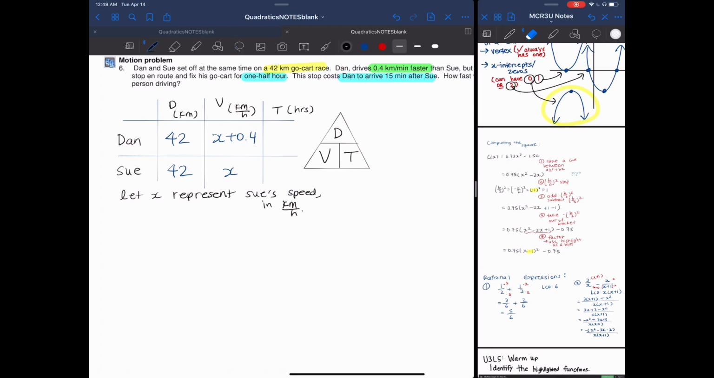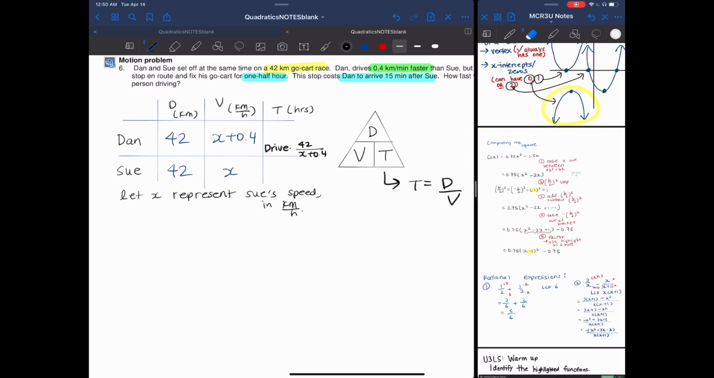And so based on the pyramid, time is equal to distance over speed, right? With that in mind, how long are they each taking? Well, in terms of their drive, Dan is traveling a distance of 42 with the speed of x plus 0.4. So I'm going to put that over x plus 0.4.